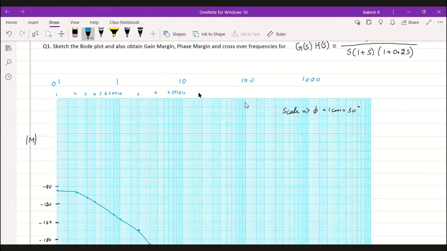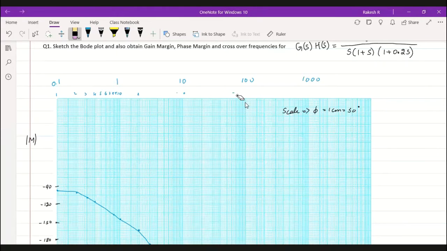Similarly for this is 10. This will be 2 means 20, 3 means 30, 4 is 40, 5 is 50, 6, 60, 7, 70, 8, 80, 9, 90, and 10 means 100. Like this you need to consider. What they are giving you are just decade points. These are the decade points.